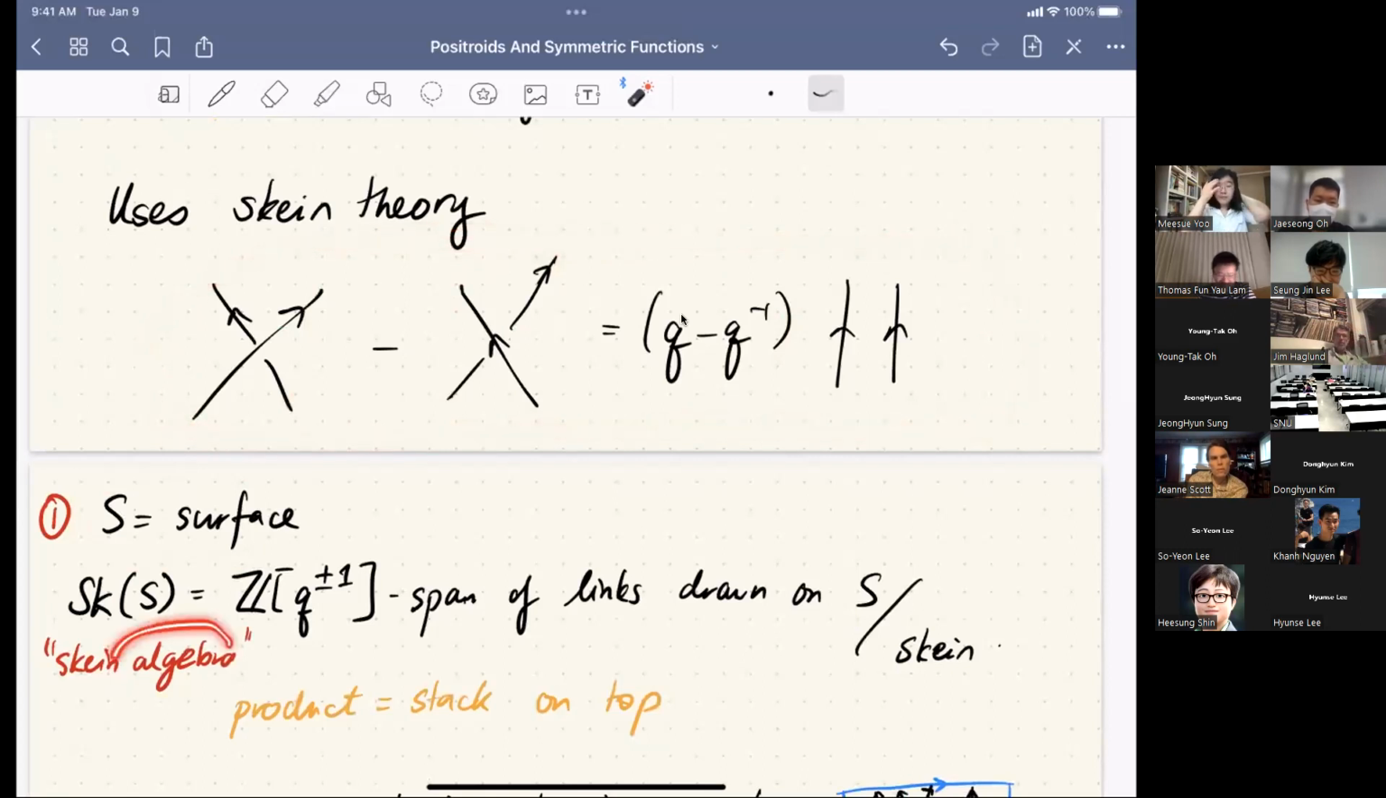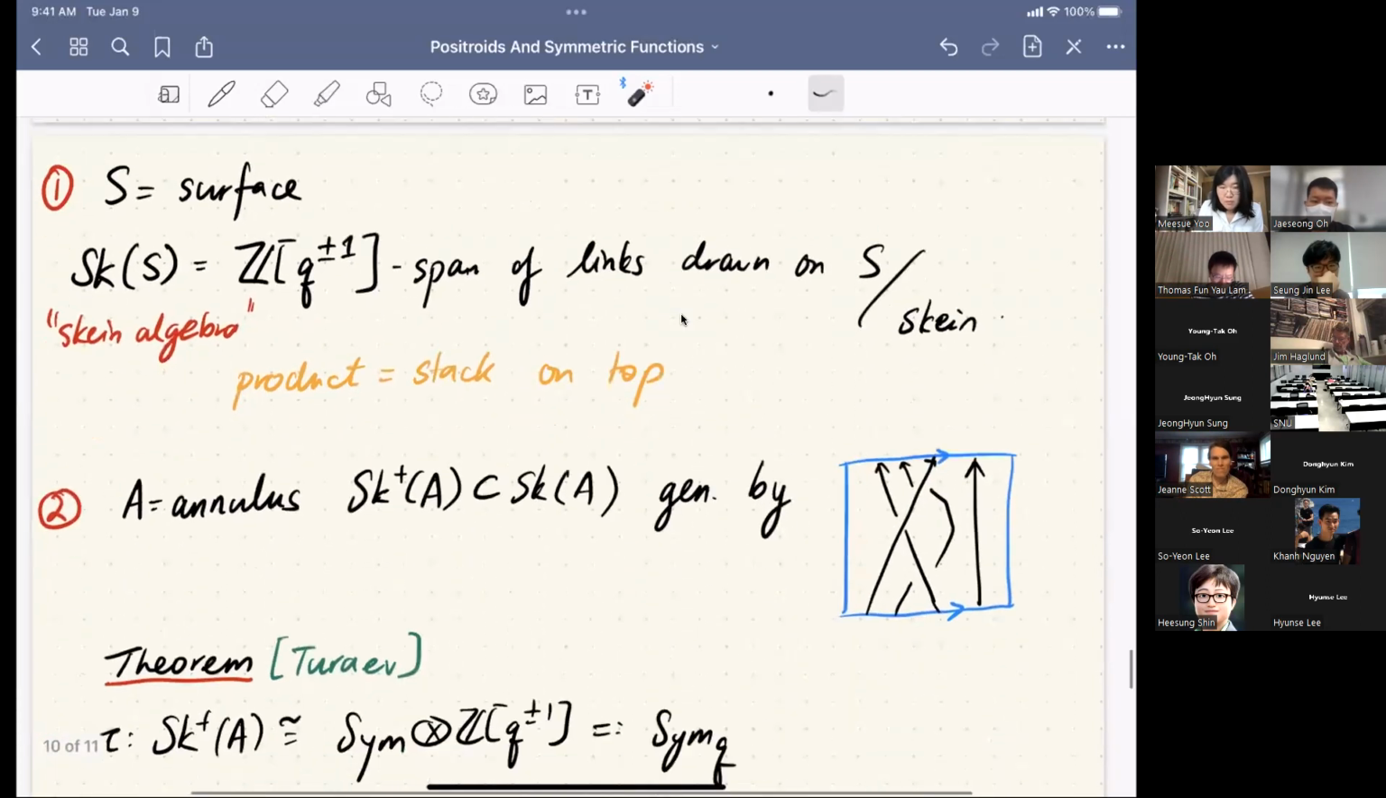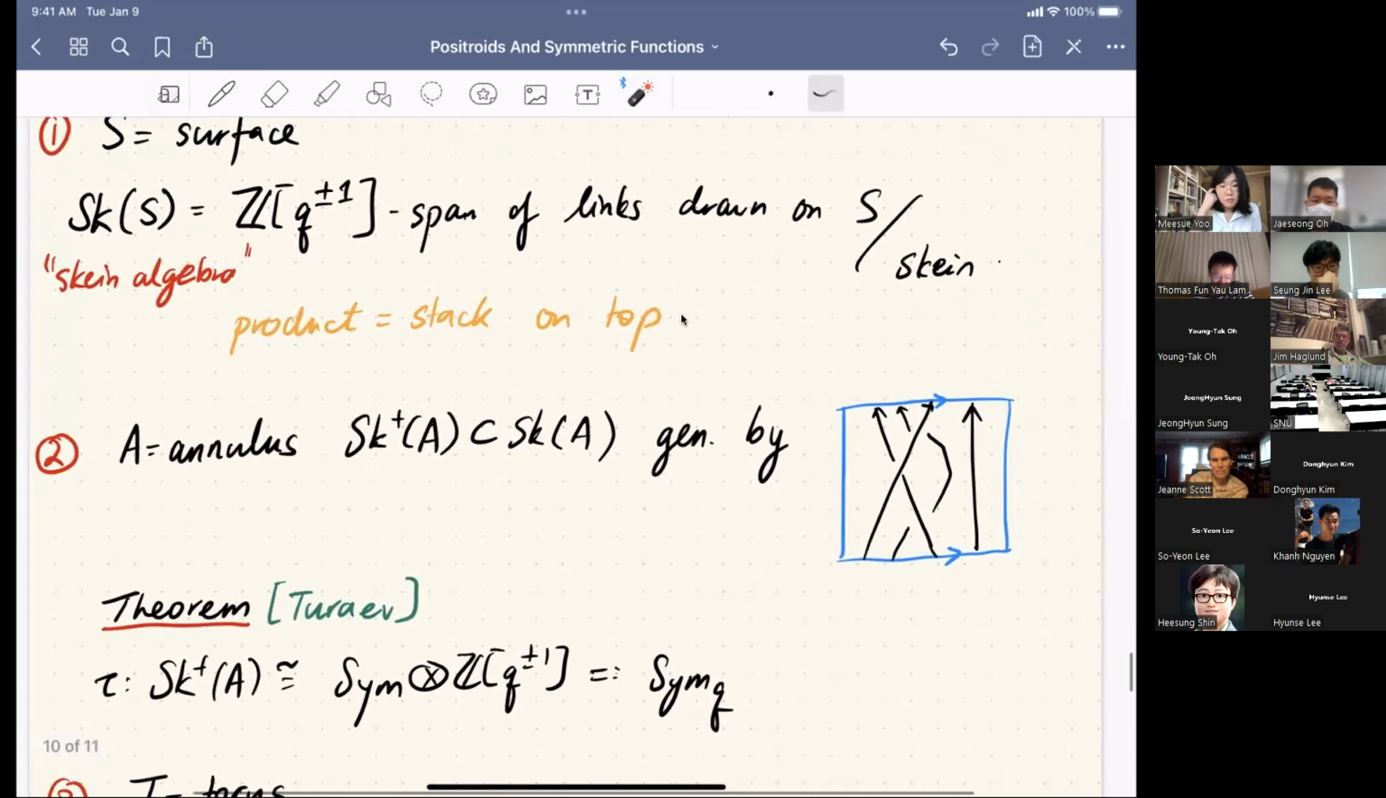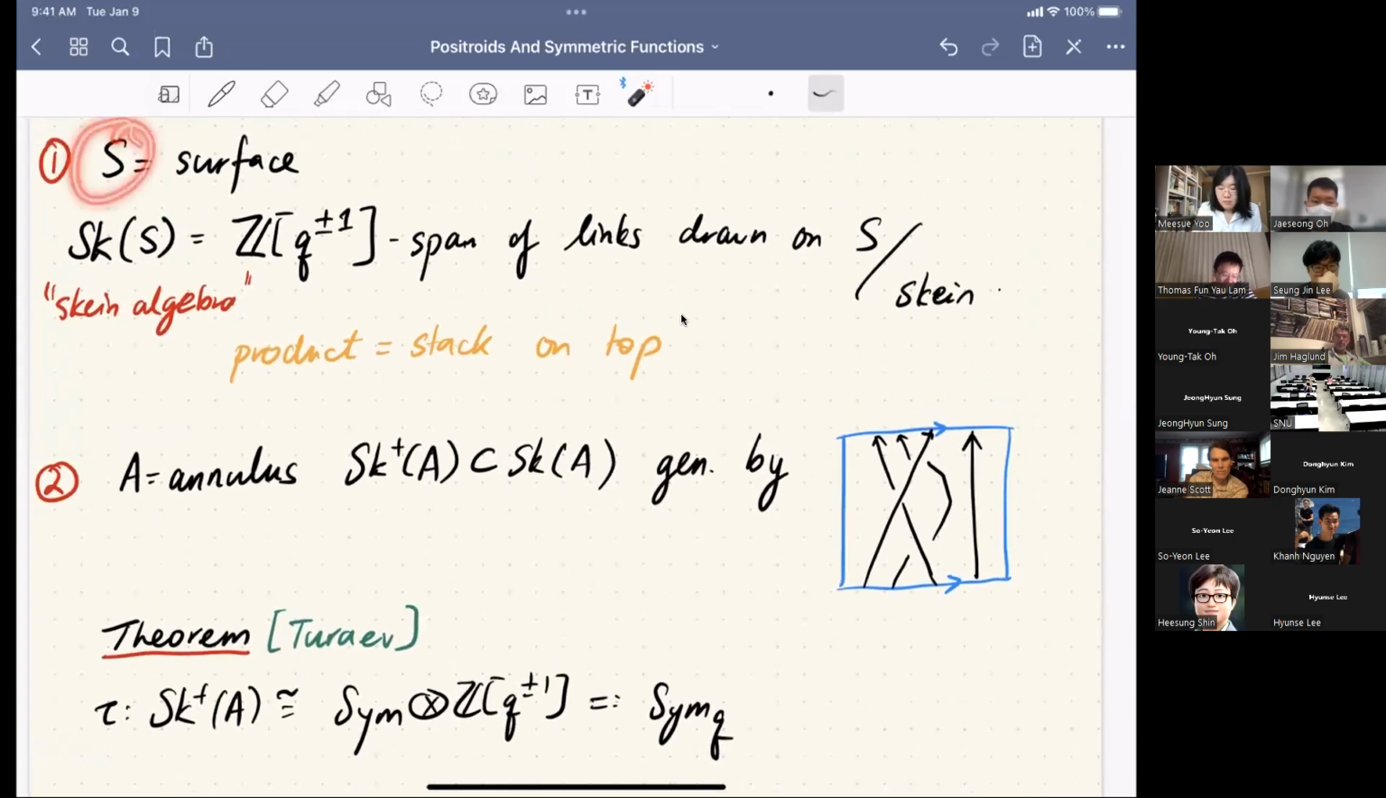So this defines some module, but you make it into an algebra by saying, if you want to multiply 2 links, I draw a link and then I draw the other link on top. I draw it over, such that every strand of my second link is over every strand of the first link. So this gives me a skein algebra, and a basic theorem of Turaev is that if you choose the surface to be an annulus, a cylinder, and you ask what are the links that you can draw on the cylinder modulo the skein relation, then you essentially get symmetric functions.